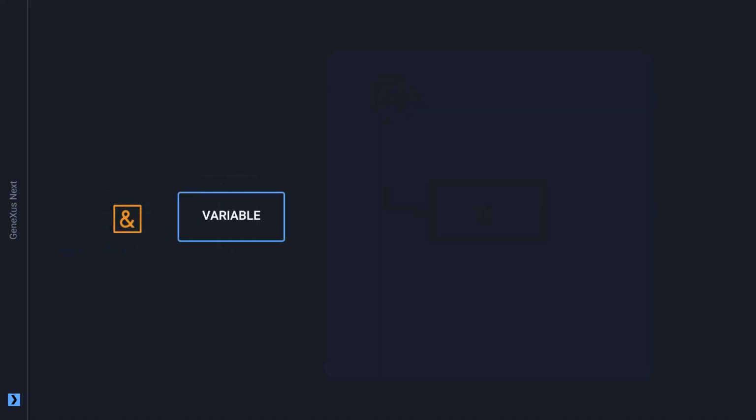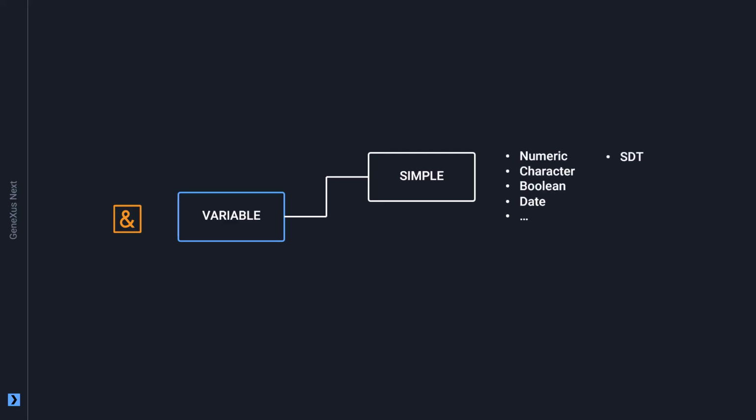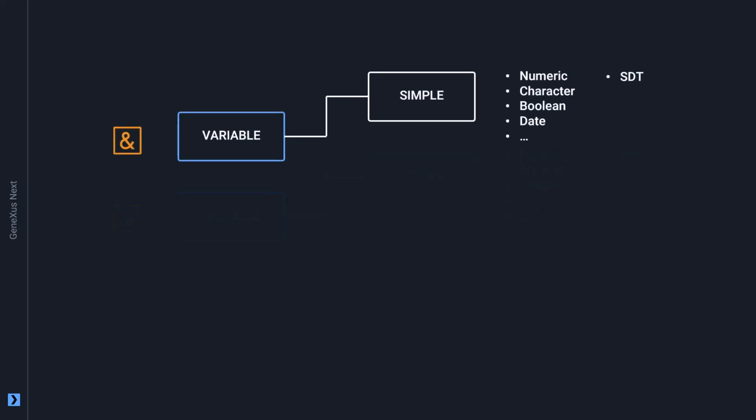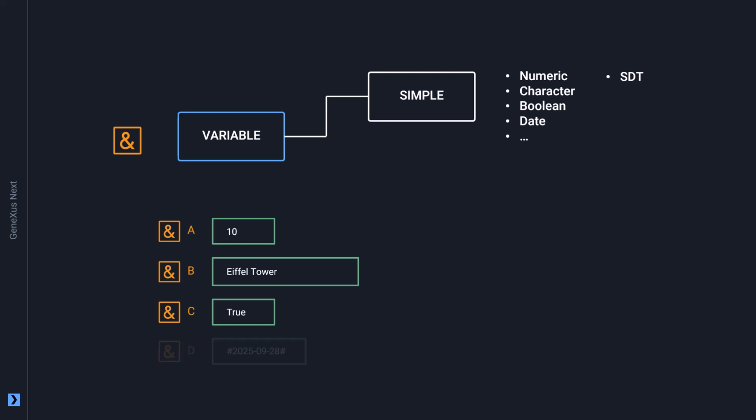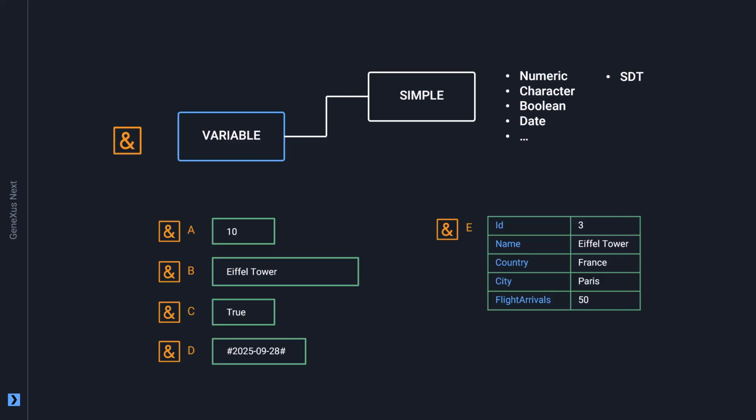So far, we have seen variables that are defined with a simple data type. By simple, we mean singular. That is, a single item of information, whether it is basic or structured data. Here we see examples of numeric, character or varchar, boolean, date, among the basic ones, and the structured variable of type SDT AttractionInfo that we created in the previous video. Note that in any case it represents a single item of information, even if it is a structured item.